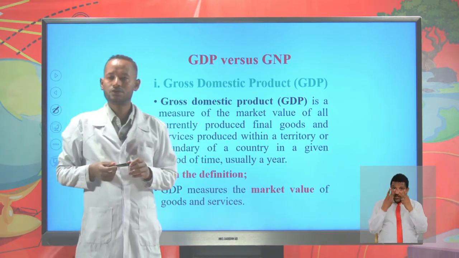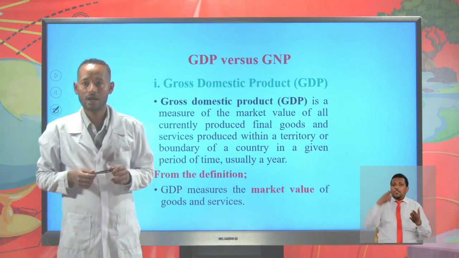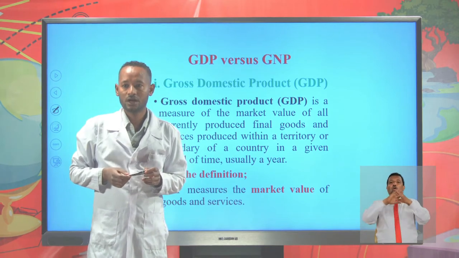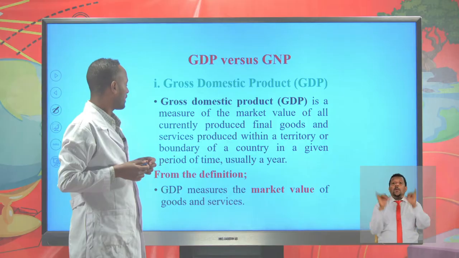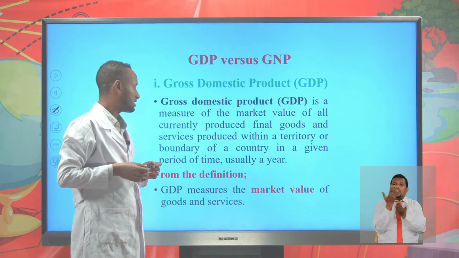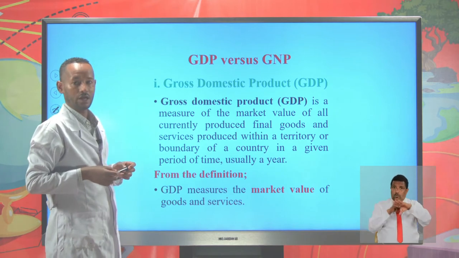Now let's see the tools used to measure the level of economic performance of a country called GDP and GNP. Let's start with the gross domestic product called GDP. GDP or gross domestic product is a measure of the market value of all currently produced final goods and services produced within a territory or boundary of a country in a given period of time, usually a year.